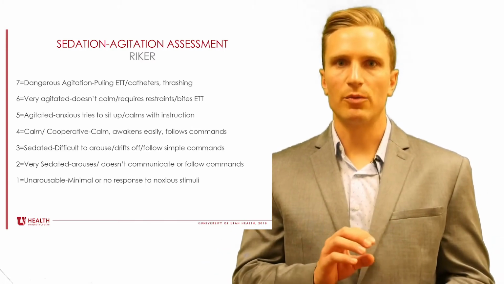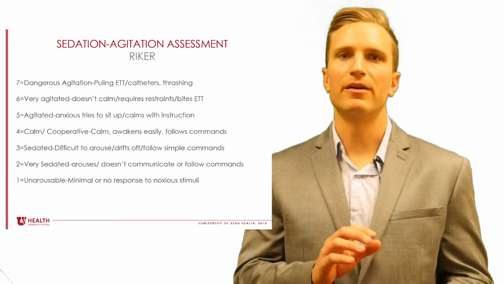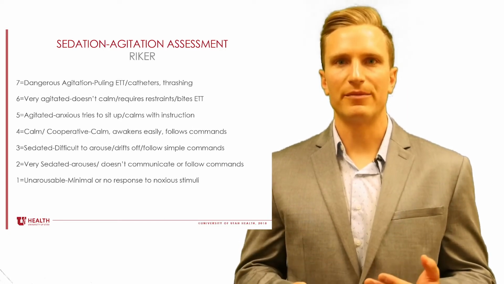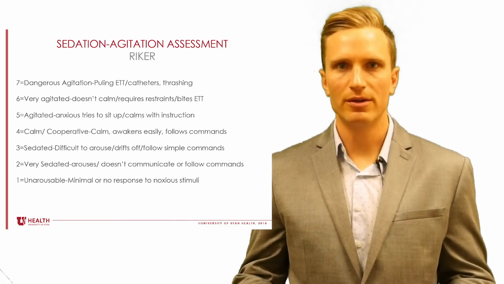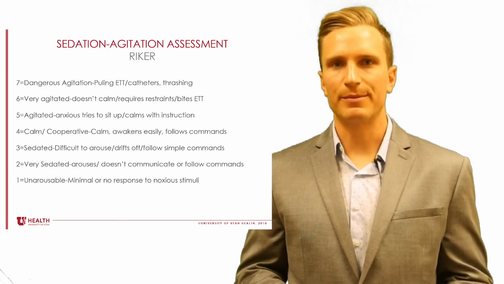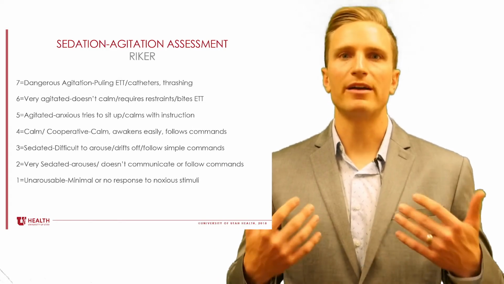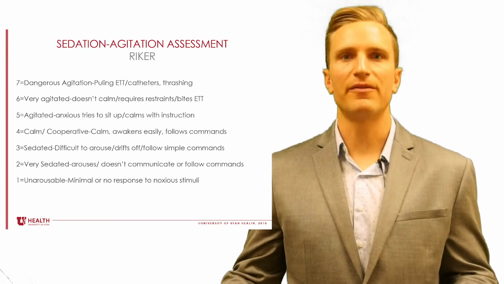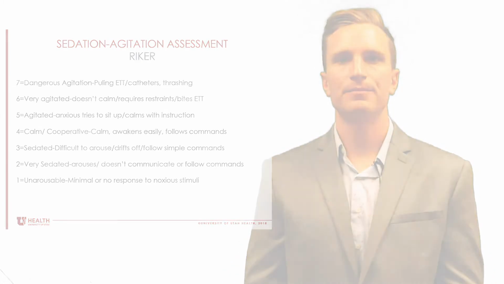During end-of-life care, we shoot for a Riker of 4. Oftentimes, it's very variable where your patient stands, but 4 is something that will provide quality for both the patient and the family during end of life.